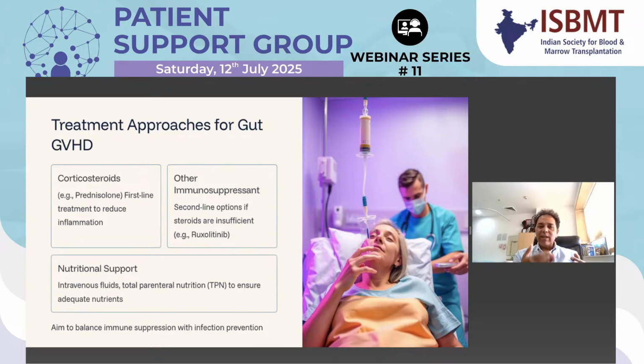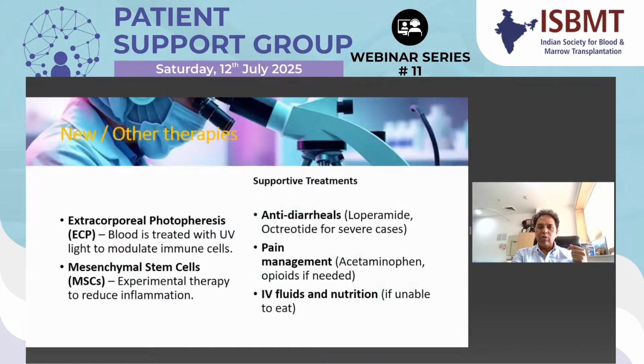And then we have second line and third line treatment as well, should the steroids itself not be enough. But it's also kind of important, not just thinking of medicine, but making sure that the patient does not get dehydrated. So we need IV fluids, and sometimes we might even have to give them all the nutrition through the veins, something called total parenteral nutrition.